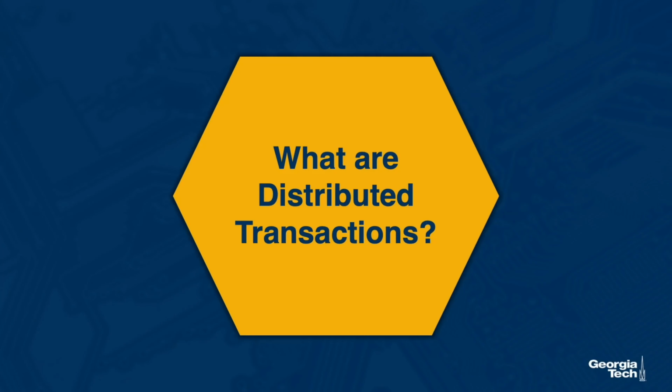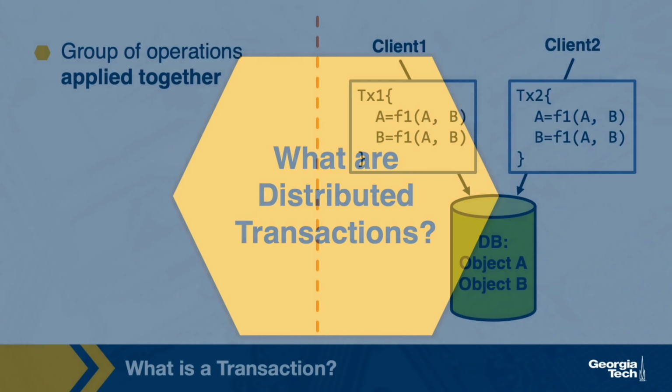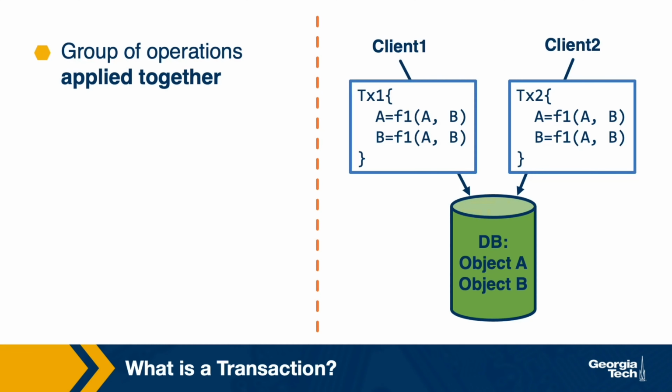You're probably already familiar with what a transaction is from other courses. In short, a transaction is a group of operations that need to be applied together in an indivisible manner. For instance, in this illustration, a transaction corresponds to reading the values of A and B from a database, computing new values by executing the functions f1 and then f2, and then writing out those values back in the database. This has to be done with ACID properties: atomicity, consistency, isolation, durability.